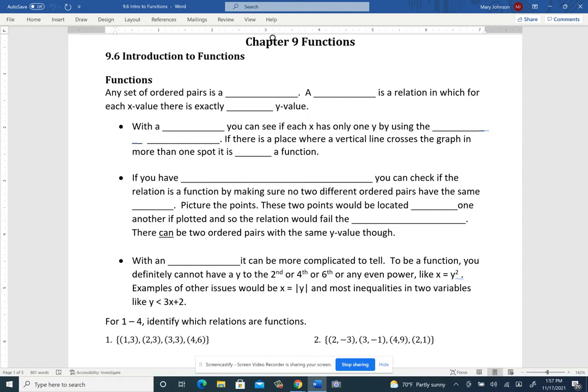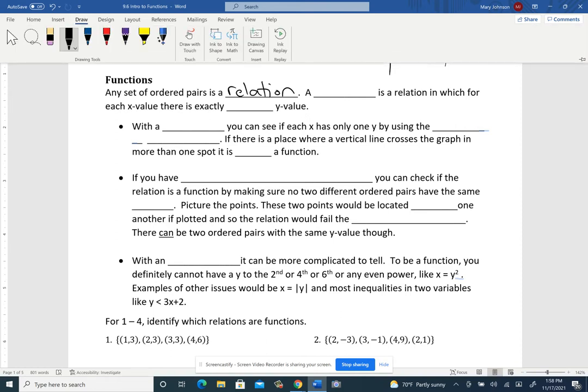Okay, so any set of ordered pairs you can think of is going to be a relation in two variables. There's nothing special about it. No special conditions have to be met. Any set of ordered pairs, any table, anything you plot in a coordinate plane, like in a two-dimensional coordinate plane, would be a relation.